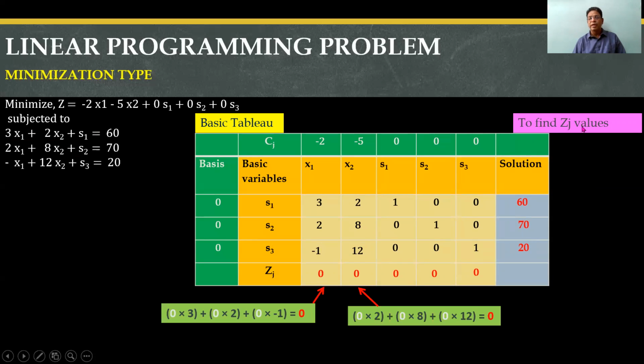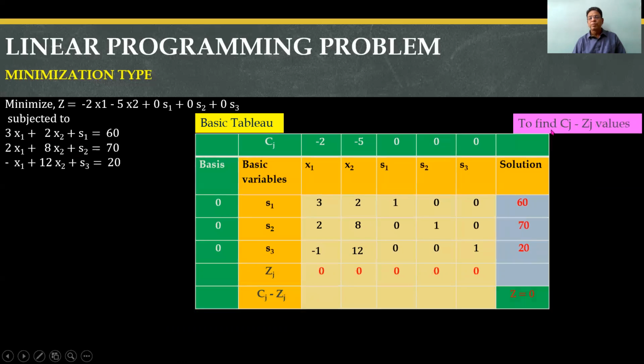So you can see here how to find the value of ZJ. What is the next step here? To find the CJ minus ZJ values. The CJ row is written here at the top. The ZJ row is written here. Since all the elements of the ZJ row are 0, we will get CJ minus ZJ as the CJ row only: -2, -5, 0, 0, and 0.